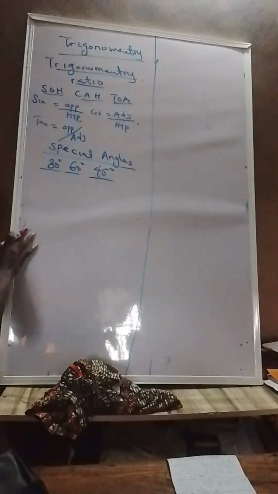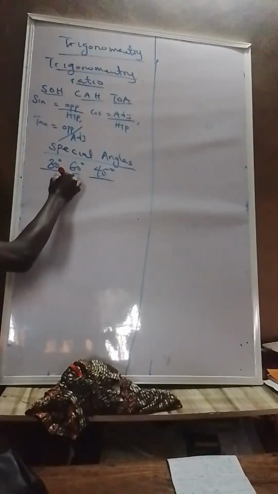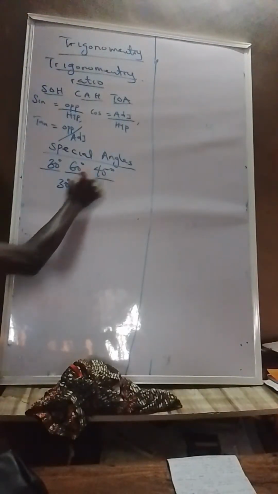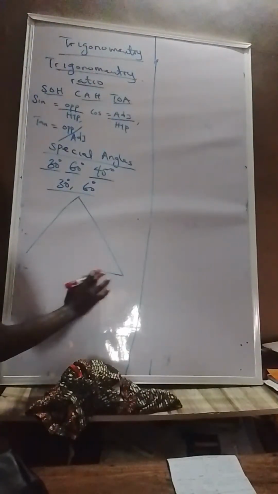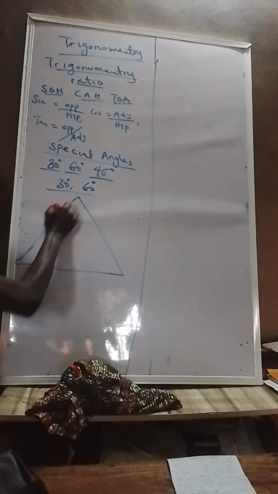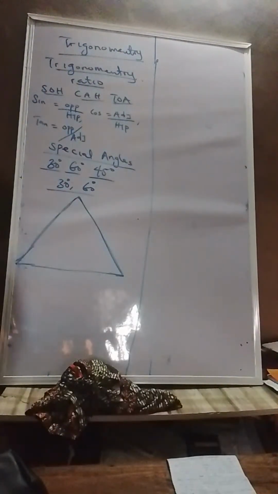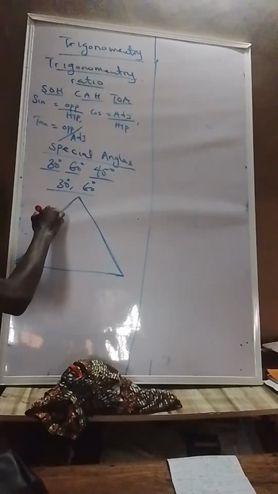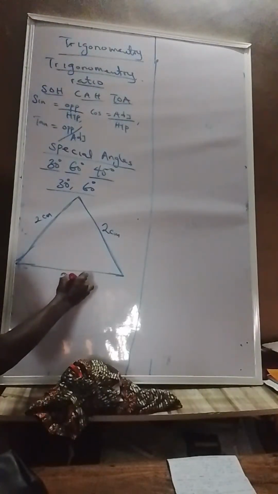And in this case, when we want to deal with the special angles of 30 degrees and 60 degrees, what are we going to do? Construct an equilateral triangle. This is an example of an equilateral triangle. That means the sides have equal length. When you construct an equilateral triangle, this line is 2 centimeters. This is 2 centimeters, and eventually this is 2 centimeters.